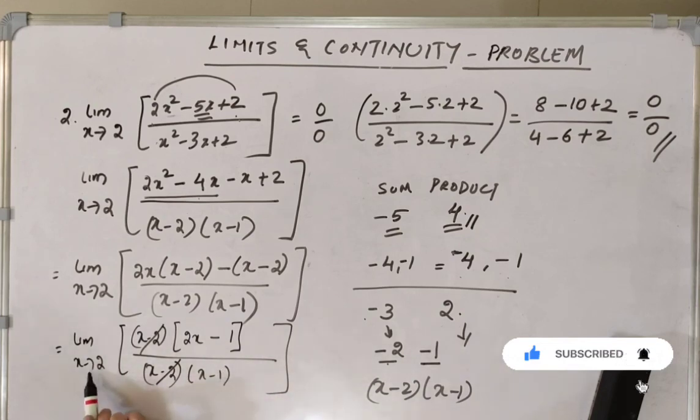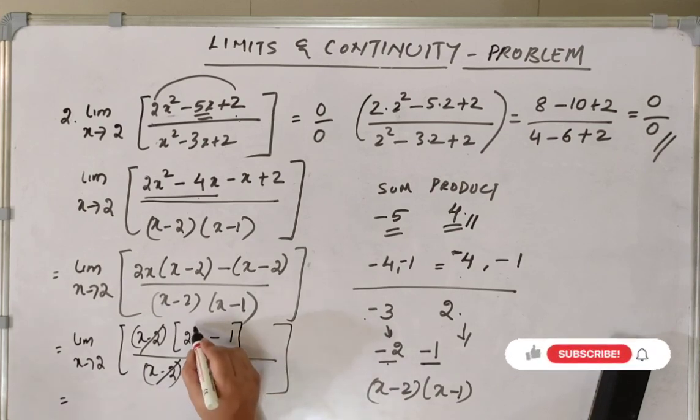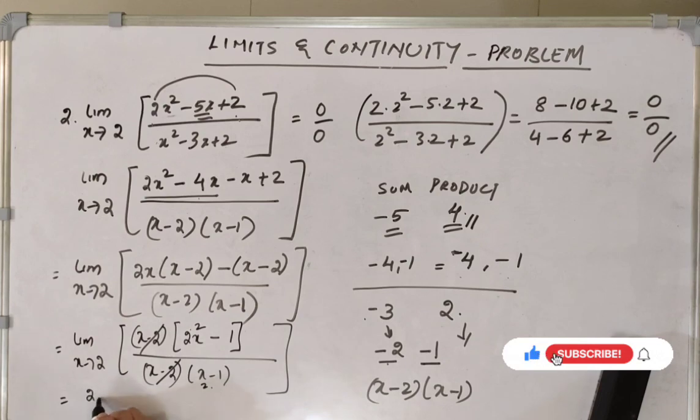Now we can substitute x as 2 in this equation. We get x is 2. So we get 2 into 2 minus 1 by 2 minus 1, which is 3 by 1. So the answer is 3.